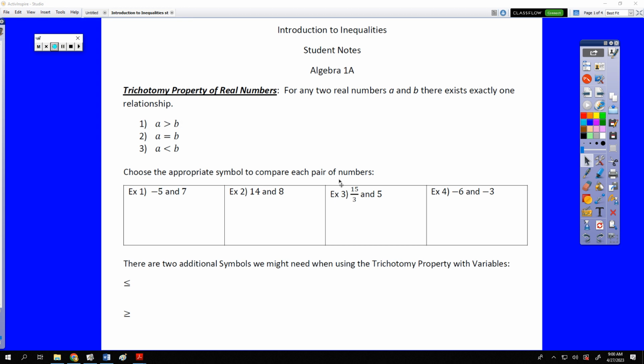Okay, as we mentioned, we are starting a new unit today on inequalities. So instead of equations, we're going to start talking about inequalities.